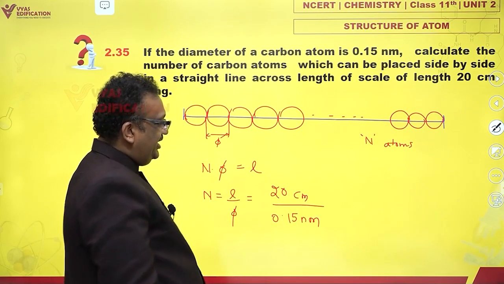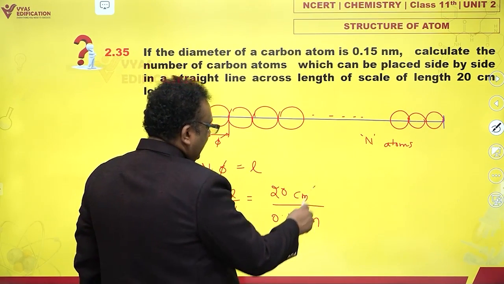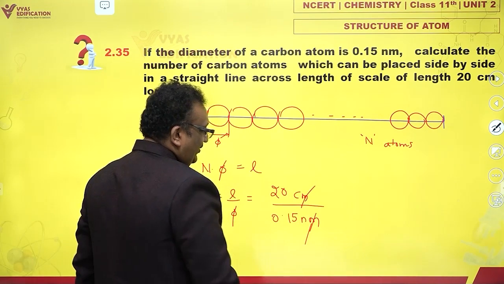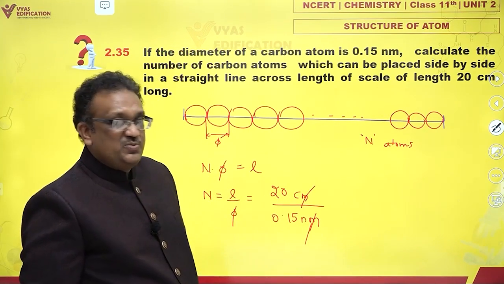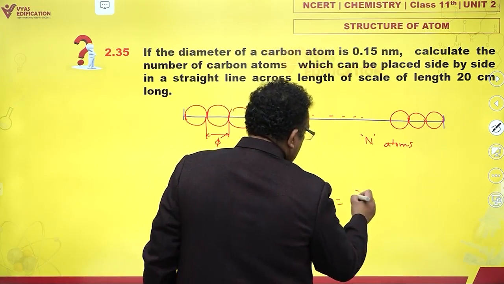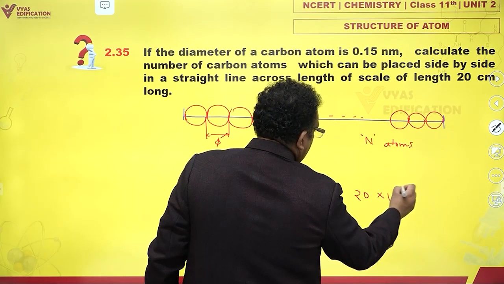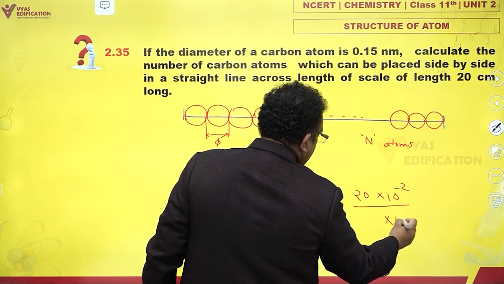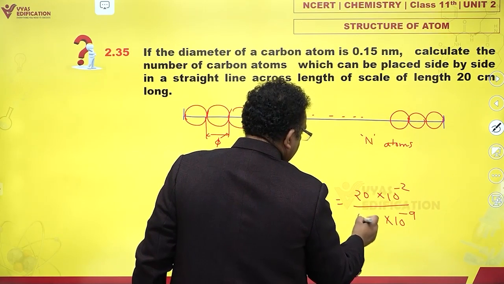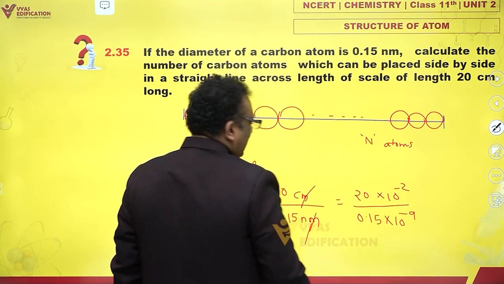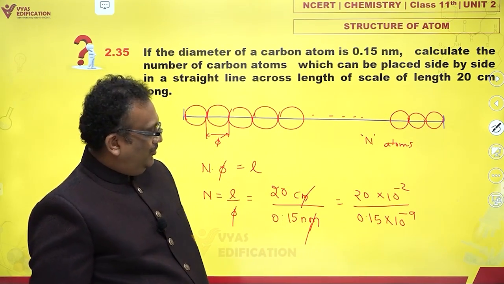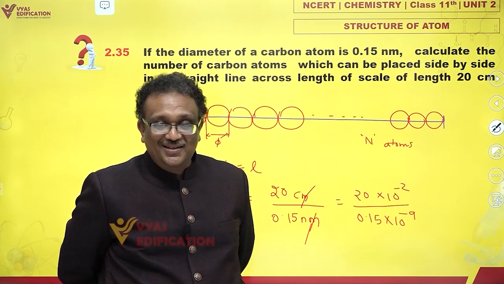Oh my God, centi and nano, yes. Meter can cancel with meter. Oh, can we cancel them like this? Yes. Centi just means multiplied by 10 raised to minus 2, and nano means multiplied by 10 raised to minus 9. That's all, my dear. Wow, that's pretty easy. It is easy.